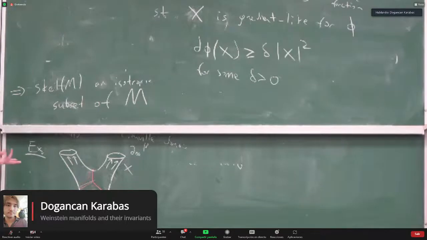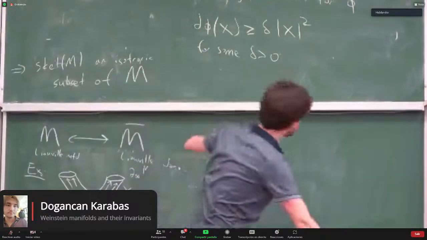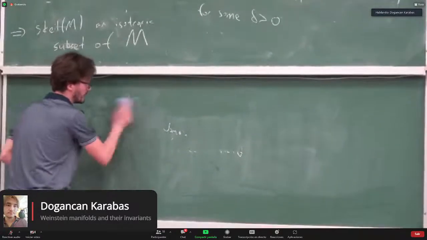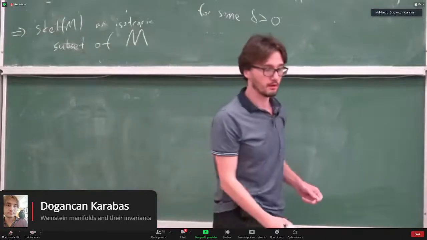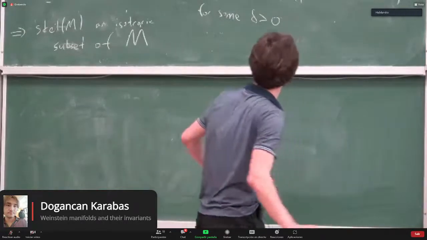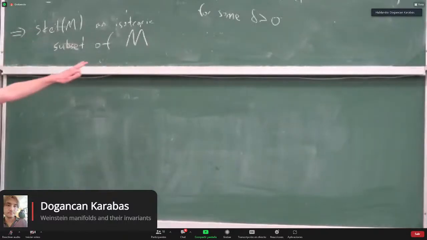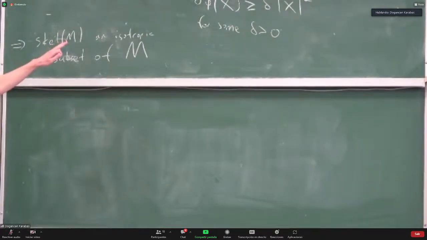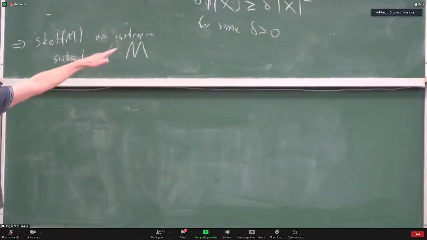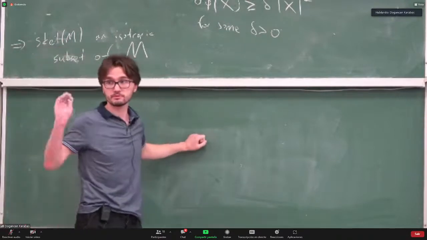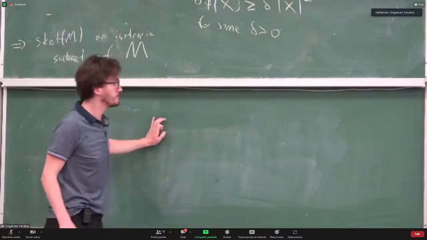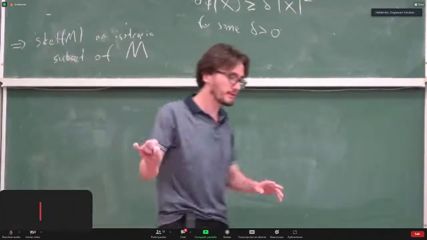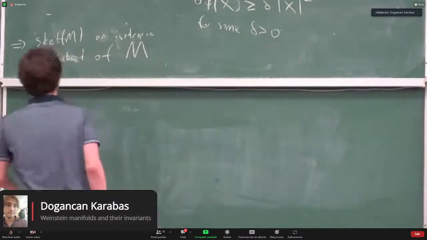What is isotropic? Oh, sorry, all of it. So you're choosing some almost complex structure. So here I don't need to choose an almost complex structure. What is the norm with respect to? This norm is some Riemannian metric. Choose a Riemannian metric, any Riemannian metric. Okay, so that discussion is not here.